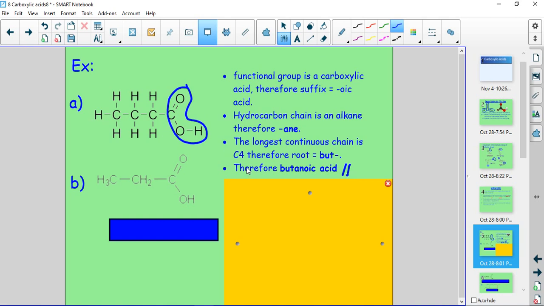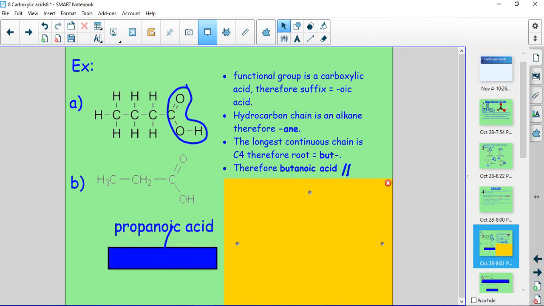Okay, moving on to B, we see that we have 1, 2, 3 carbons. Normally a 3-carbon alkane, as this is saturated, would be propane. You take out the E and you add oic acid and we get propanoic acid, right, propanoic acid.